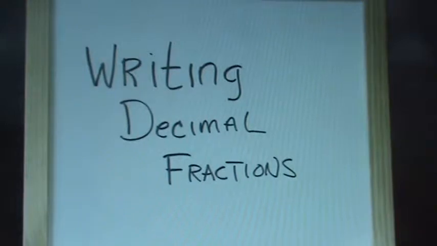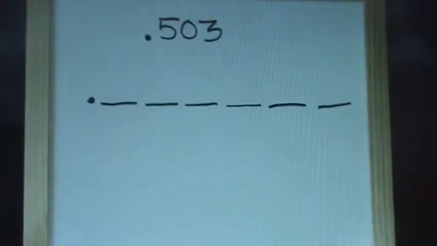Writing decimal fractions. In our last lesson, we introduced the concept of how to read decimals. And in this lesson, we're going to learn how to write decimal fractions. If you remember in the last lesson, we discussed the concept that decimals are actually fractions whose denominator is not written. The denominator is not written, but it is designated by the place value.